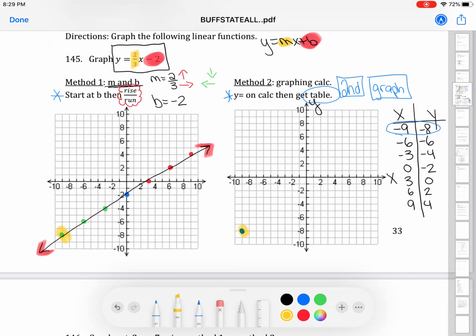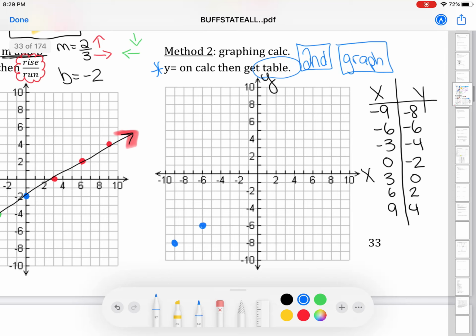Something that's kind of cool, and you'll notice at this point, is we're getting the same graph. Different method, but it's going to get you the same graph. My next point, negative 6, negative 6, means on my x-axis I go to negative 6, on my y-axis I go to negative 6, and I put a point where they match up.